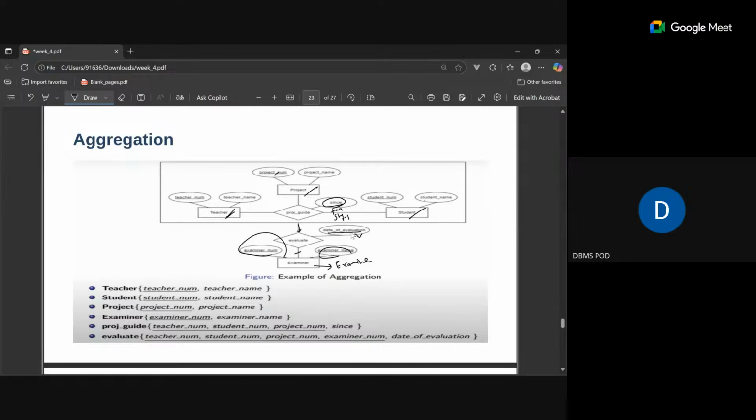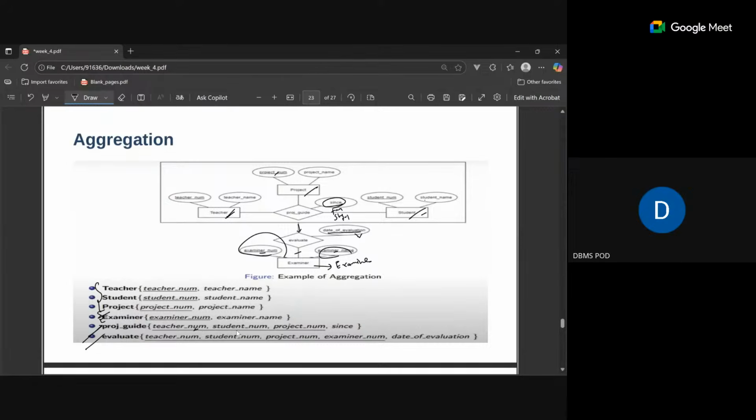So in this case, what are the attributes that you need to have in each of the tables? That is also given here, right? These three remain as they are, since they are entity sets, and the examiner is also an entity set. But project guide and evaluate are relationships, so like I was telling, you need to have an intermediate table. If we are having an intermediate table, what are the mandatory attributes that you need to have? The primary keys of both the tables in the relationship.